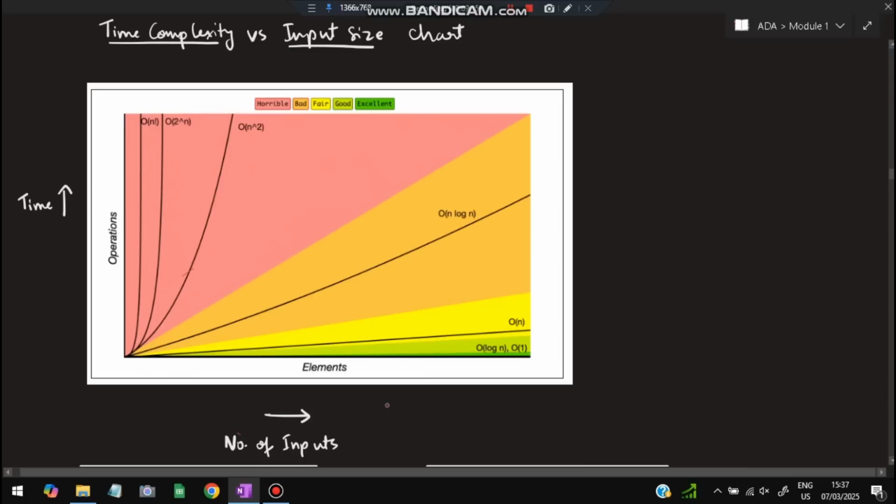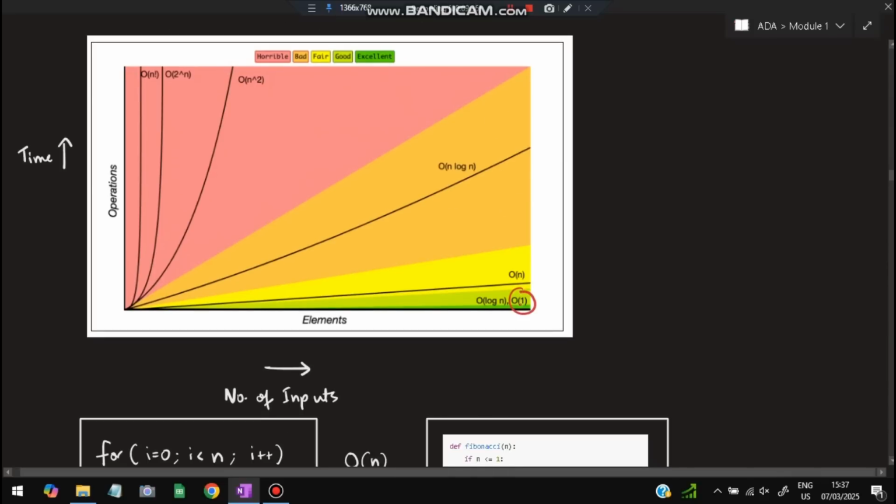This is the number of inputs. As it increases, the time it takes also will increase. Now based on the algorithm, some will take very little time no matter how large the input is, some will take very large time no matter how large the input is. So this differs based on the type of algorithm, and there are different types of algorithms. Some take a constant amount of time. Constant amount of time means even if 1,000 things are there, it will take the same amount of time it takes for just one thing.